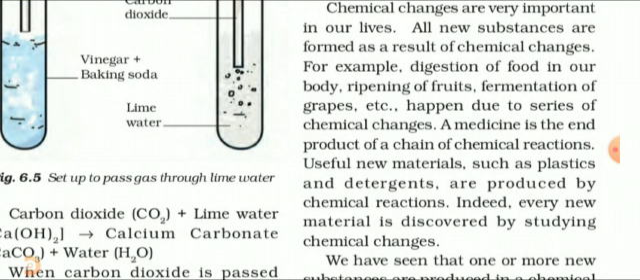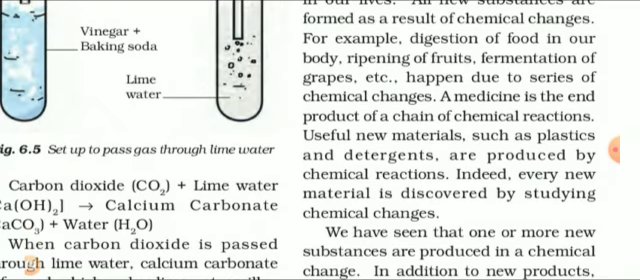So for example, digestion of food in our body is a chemical change. Ripening of fruits, chemical change. Fermentation of grapes for the formation of wines is a chemical change, etc. happens due to a series of chemical changes. A medicine is the end product of a chain of chemical reactions.